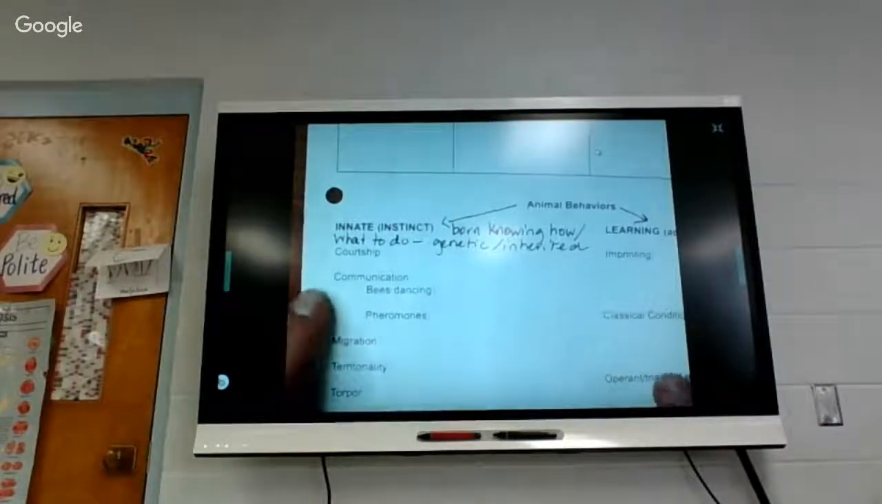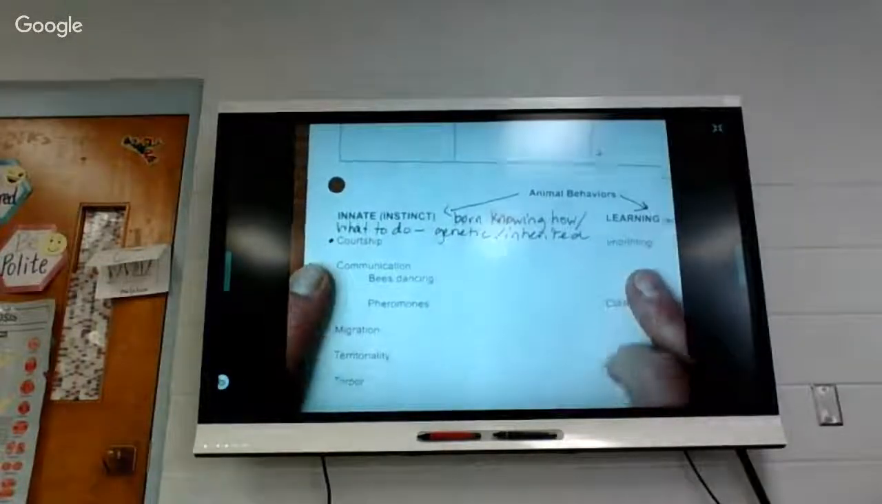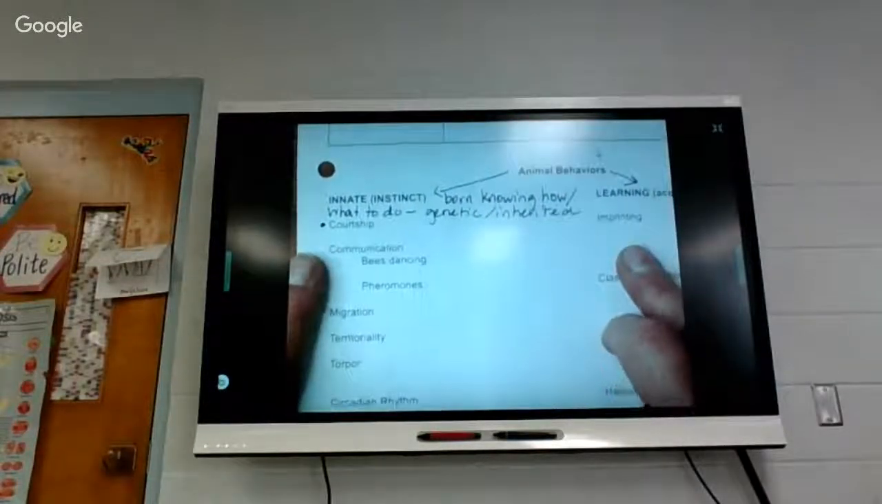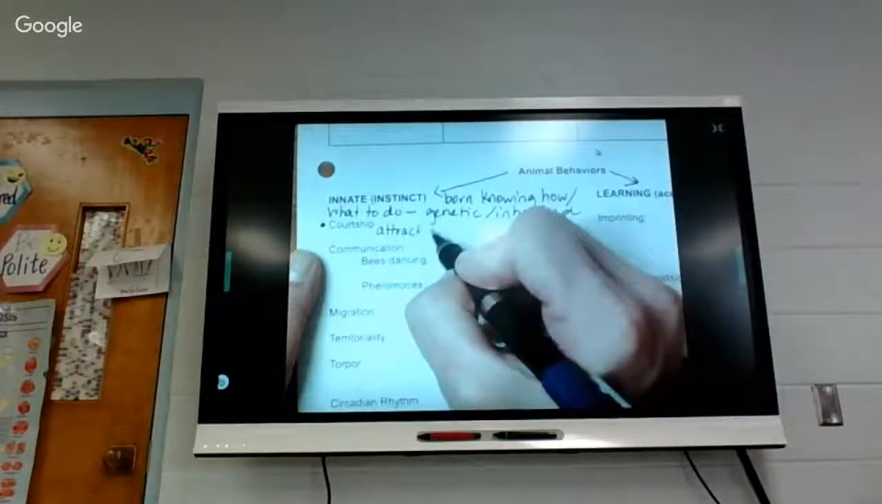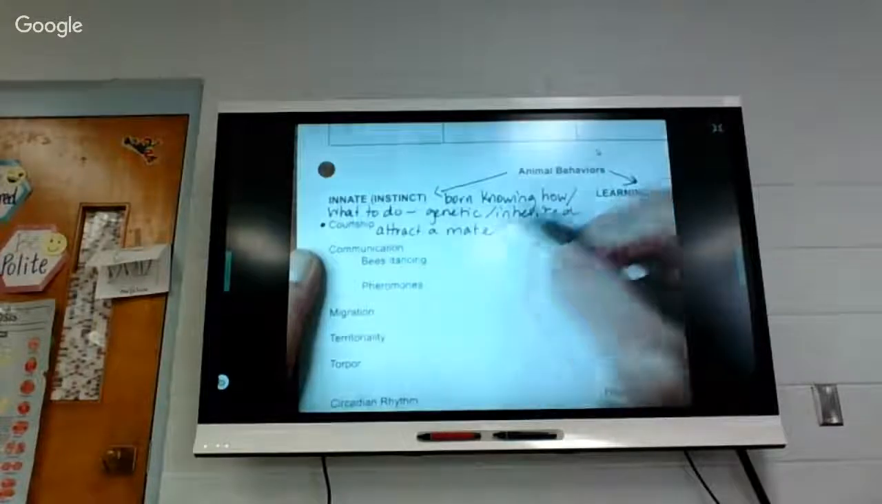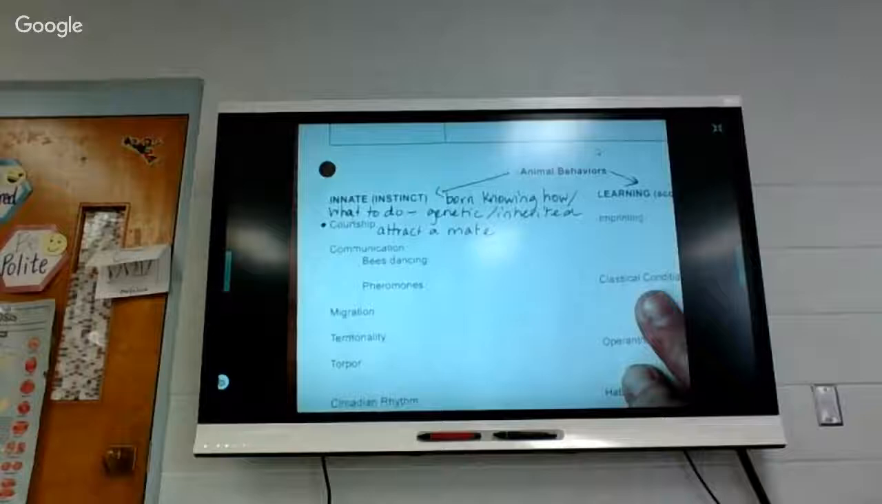And so if you talked about courtship with your animal, you told us what it was born knowing what to do, how to attract a mate. So we know attract a mate, and there's different ways. We saw some pretty elaborate things as far as how birds go about all that.